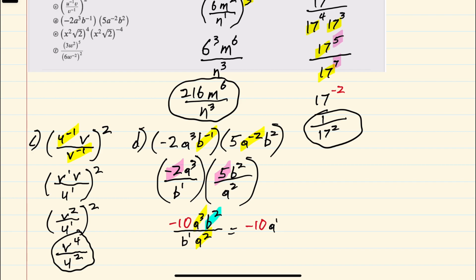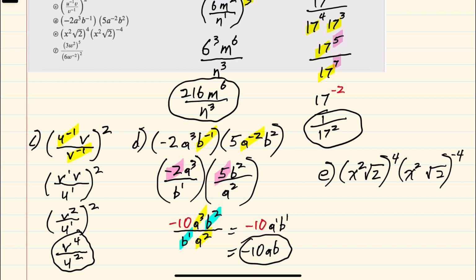And then the b squared and the b^1, we would also keep the base b and have the power of the top 2 minus the power of the bottom 1. 2 minus 1 is again 1. So our simplest form being negative 10ab.